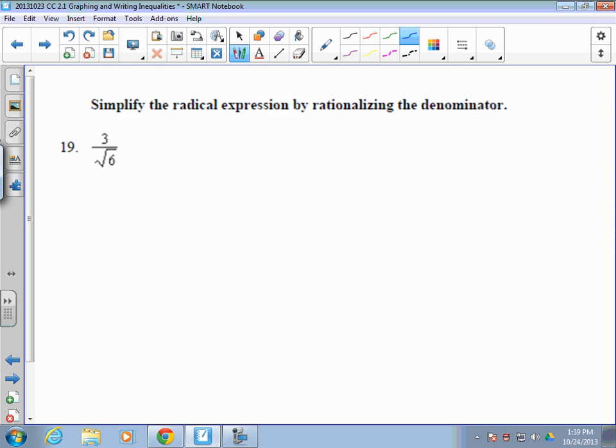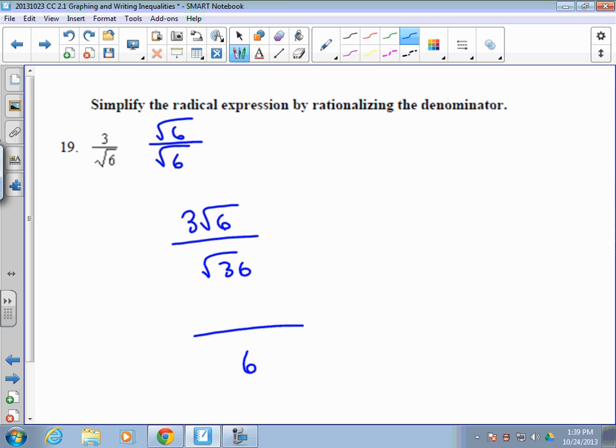19 says rationalize it. So get rid of the square root of 6 on the bottom. Whatever that is, multiply it by it over itself, just like that. So 3 times the square root of 6 over the square root of 36, which we know simplifies to 6. So 3 times the square root of 6 over 6. The number 3 goes into itself 1 time and into 6 2 times. So the square root of 6 over 2 is your simplified version.